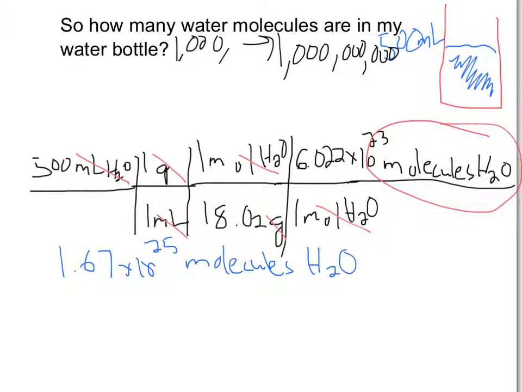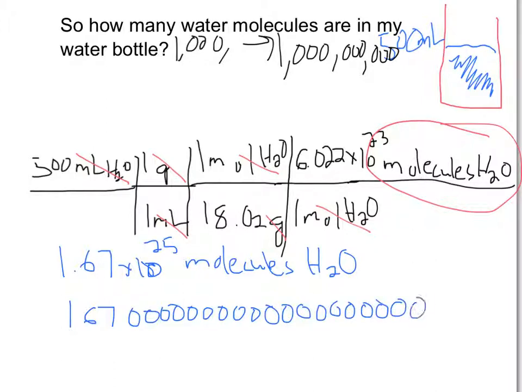To write this in non-exponential form, or non-scientific notation form, this is 167 followed by 23 zeros. So go through, add some commas, and you'll see that this is equal to a number I honestly don't know. A very, very large number. Anyway, the reason that I do this is to help students realize just how small atoms and molecules are.